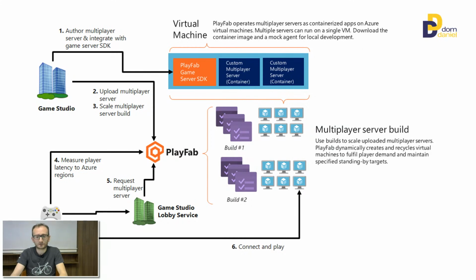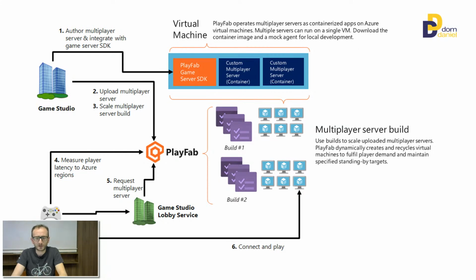These are the typical steps for using the service. The first step is to author your game server. Scaling your server requires integration with the PlayFab game server SDK, or GSDK, and testing the server executable in a container. You can download the PlayFab developer tool called Local Multiplayer Agent and the Windows Container Image PlayFab used for local development.